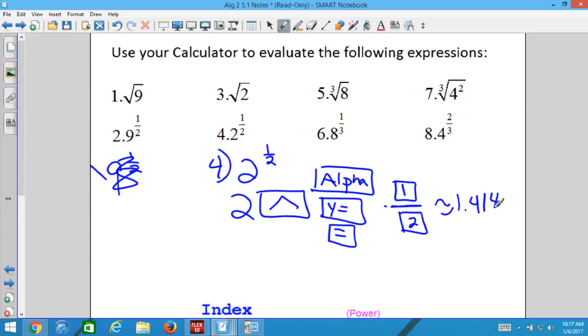1.414. If you do not have the fraction button on your calculator, if you have an older model, you have to do 2 caret, and then the parenthesis 1 divided by 2. If you don't do the parenthesis, it will not give you the correct answer. So everybody try it right now. Make sure that you got 1.414 when you typed it in your own calculator.